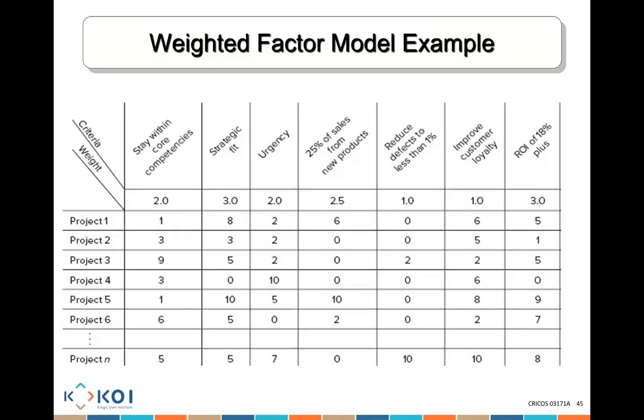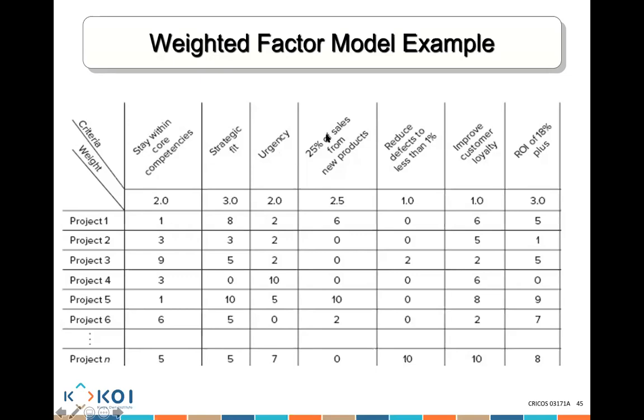All right. The next thing you do is look at each project, and you say the following. For project 1, between 1 and 10, how much is it staying with the core competency? Project 1 is not staying with the core competency. It's only a 1. How important is it fitting with strategy? Project 1 is 8. It's really fitting with strategy. What about urgency? How urgent is project 1? It's 2. It's not very urgent.